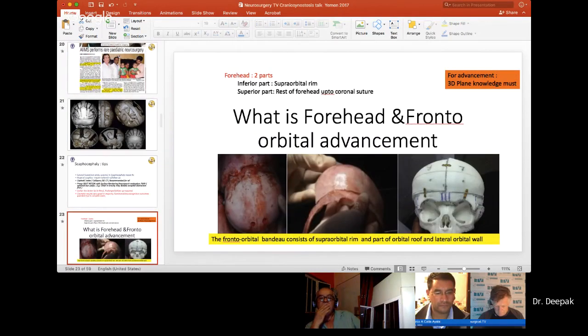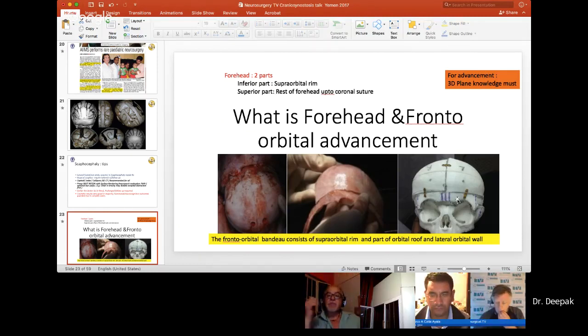The second thing I want to cover in my brief talk is about the forehead advancement, because we must understand all these patients, especially the plagiocephalus and the syndromic variants, require some kind of a forehead and frontoorbital advancement. So this advancement basically consists of two parts. The inferior part is the supraorbital rim. This is the supraorbital rim, and the superior part is the frontoorbital forehead up to the coronal suture.